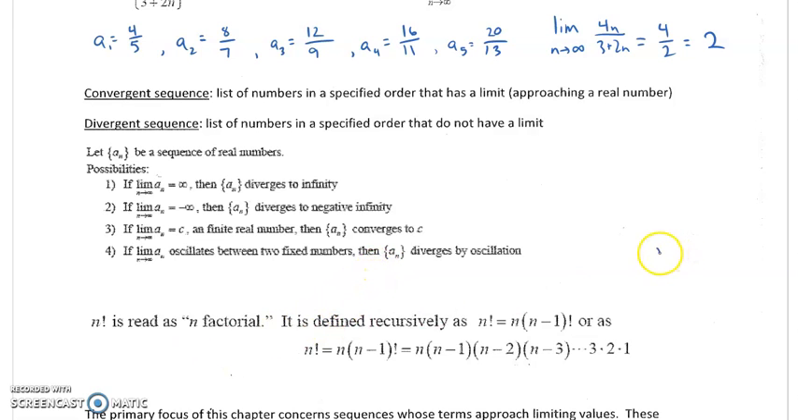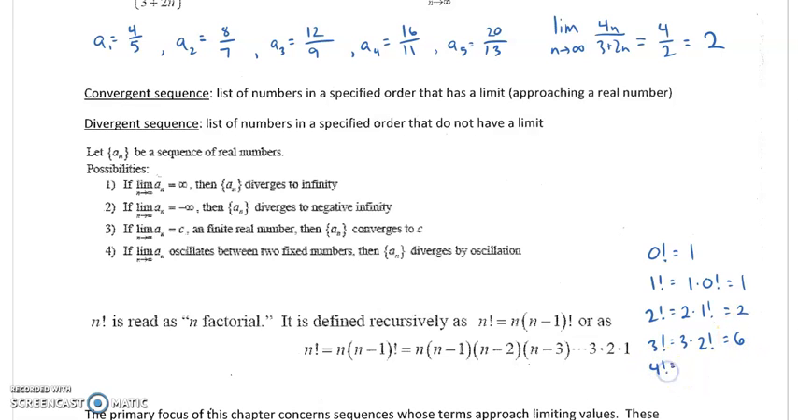So, for example, 0 factorial is defined to be 1. 1 factorial is going to be 1 times 0 factorial. Well, that's just 1 times 1, which is 1. 2 factorial is defined to be 2 times 1 factorial. The 1 factorial we just said was 1, so 2 times 1 is equal to 2. 3 factorial is defined to be 3 times 2 factorial. Well, we know that 2 factorial is 2, so 3 times 2 is equal to 6.